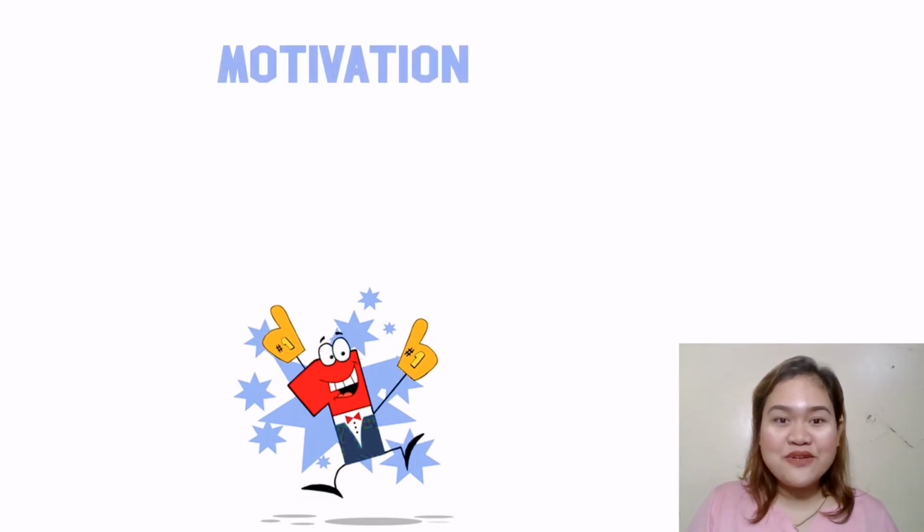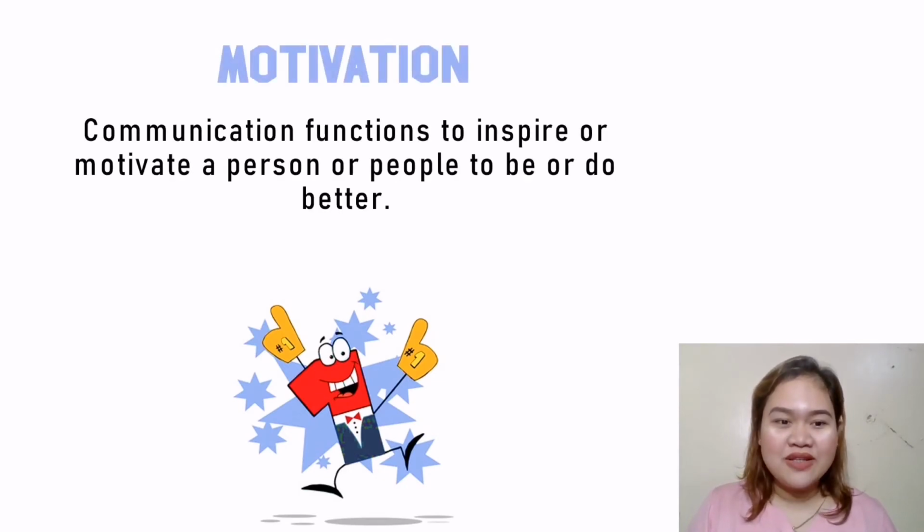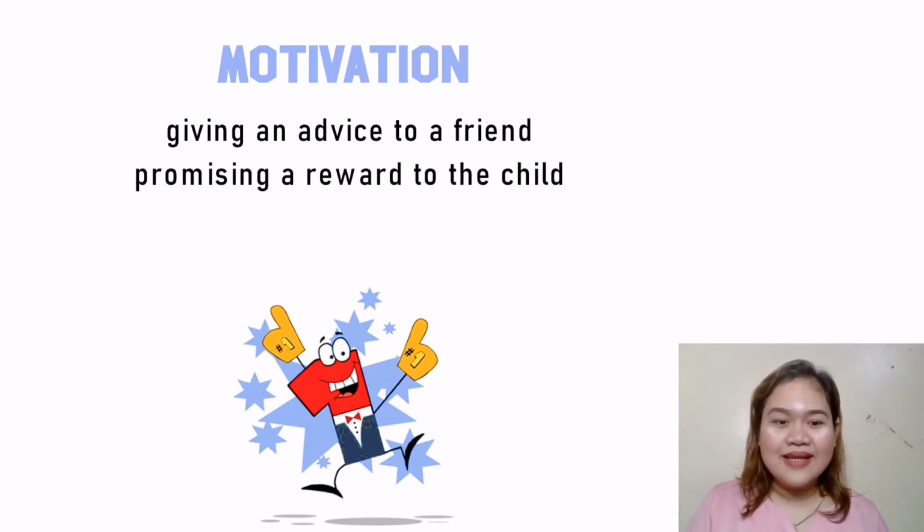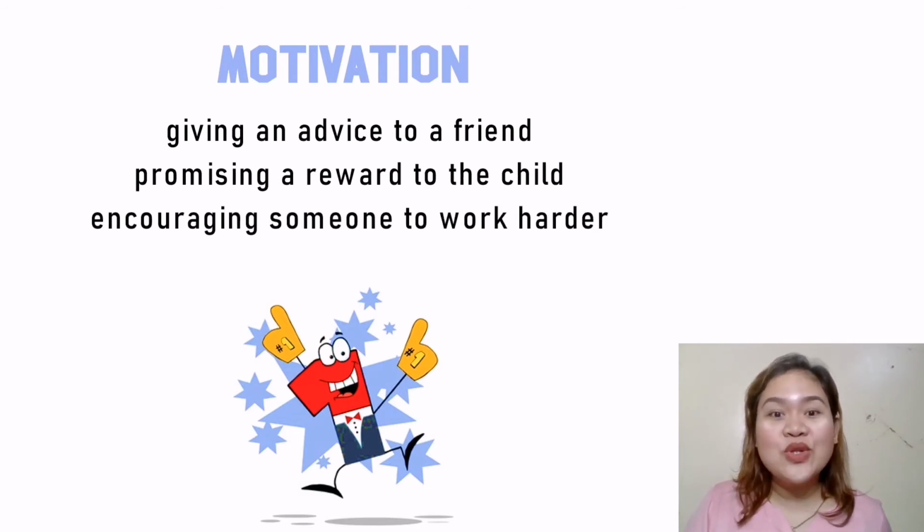The third function of communication is for motivation. Communication functions to inspire or motivate a person or people to be or do better. The examples of this are: giving advice to a friend, promising a reward to the child, encouraging someone to work harder. We talk because we want to inspire and motivate. We talk to help them.